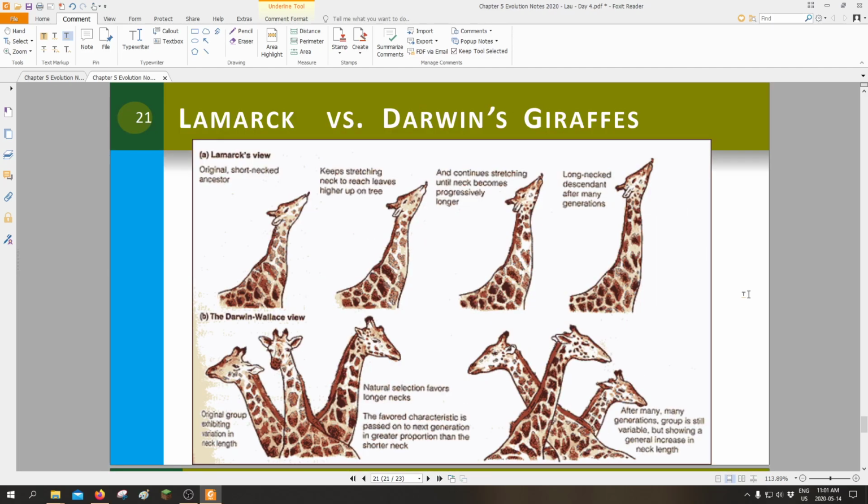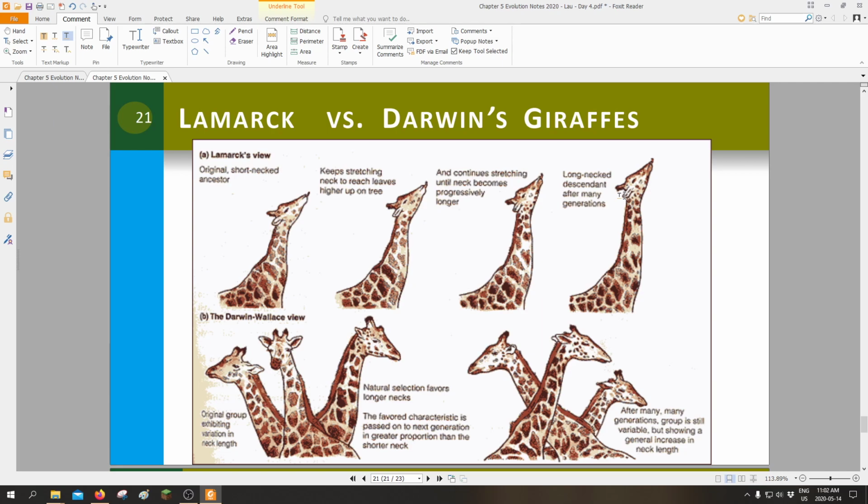So this is going to be a compare and contrast between Lamarck's view and the Darwin-Wallace view. So why does the giraffe have a long neck? For Lamarck, originally the short-necked ancestors stretched their necks and then they became longer and longer, and then their sons or daughters or offspring also had longer necks because the parent changed their physical trait.